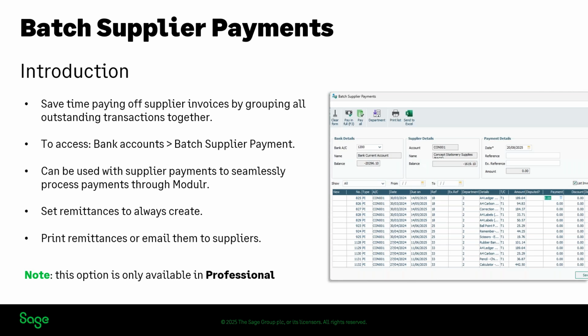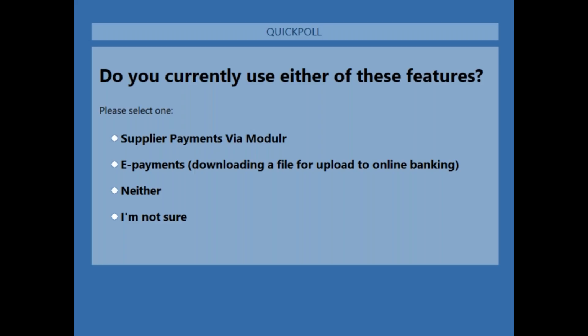Now I just want to launch a poll on your screen just before we delve into the demonstration. I just want to know whether you actually use any of these options: supplier payments via modular, e-payments, so as I mentioned, downloading a file and then uploading it to your online banking, neither, or I'm not sure. You can just pop an answer in there for me.